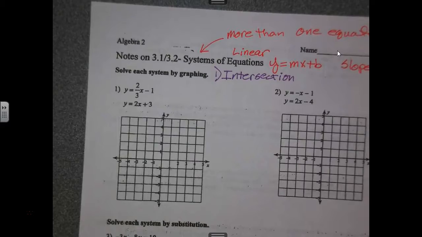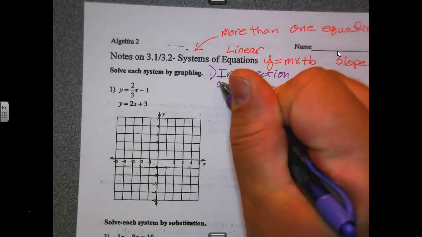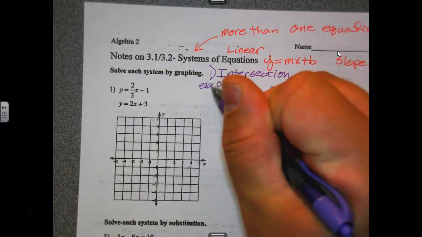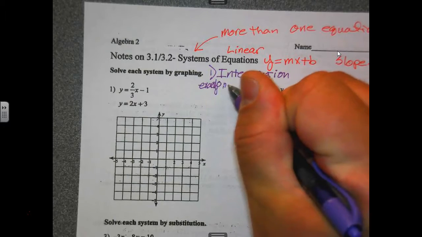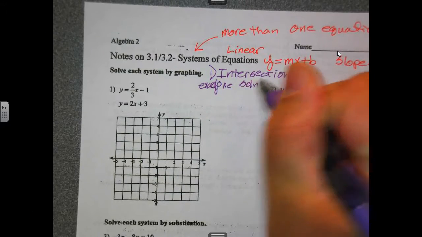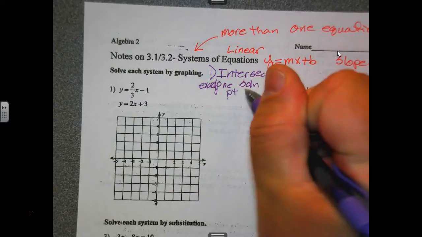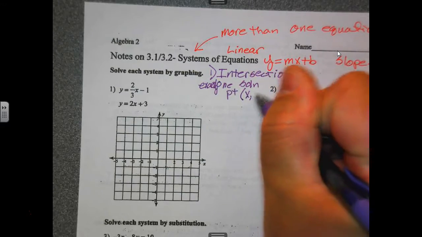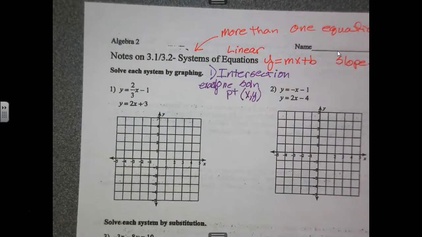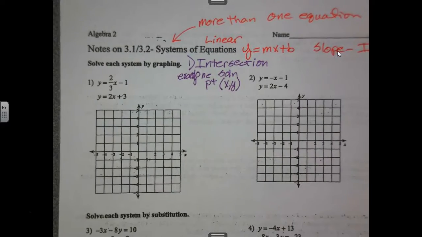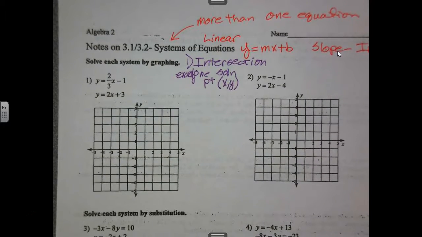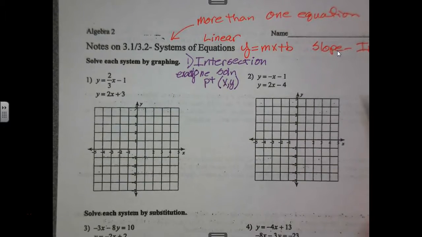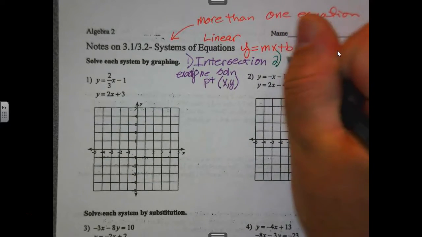Lines can intersect, and I get exactly one solution. That solution is going to be a point, and it has to be in the form of x comma y, an ordered pair. What's the second? Parallel lines. Wonderful.